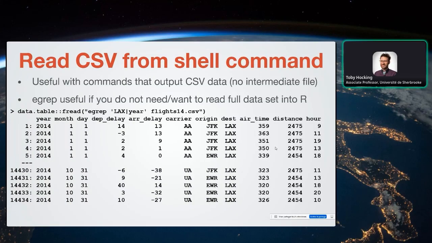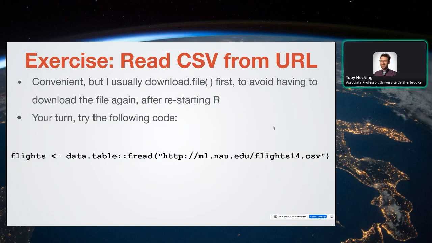And a cool thing about fread is you can actually give it shell commands, like here, egrep. You actually run that egrep command before you read the data into R. So if you want to read a subset of data into R, that's pretty useful, especially if you have a really huge CSV file and you don't want to read it all in. You can also read directly from a URL using this kind of syntax: fread, and then you give the URL that you want to download the data file from.